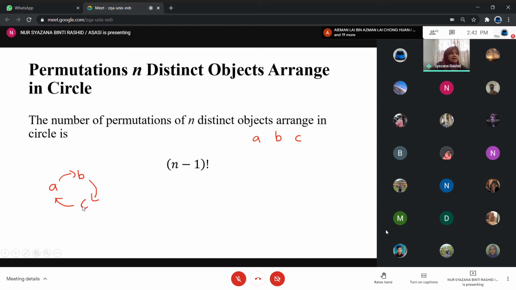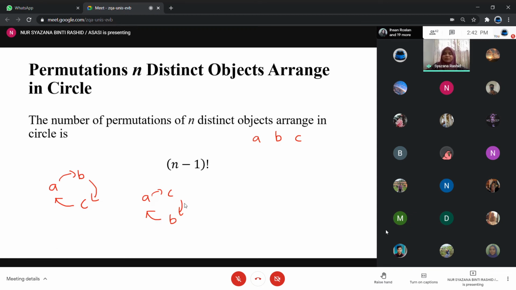So this is one way. So another way is you akan ada A, C, B. Yang ni tak sama tau. Macam mana nak tahu tak sama? Cuba tengok. A, B, C. Okay, lepas A, B. Yang ni lepas A, C. So these two arrangements are not the same. Ni berbeza.